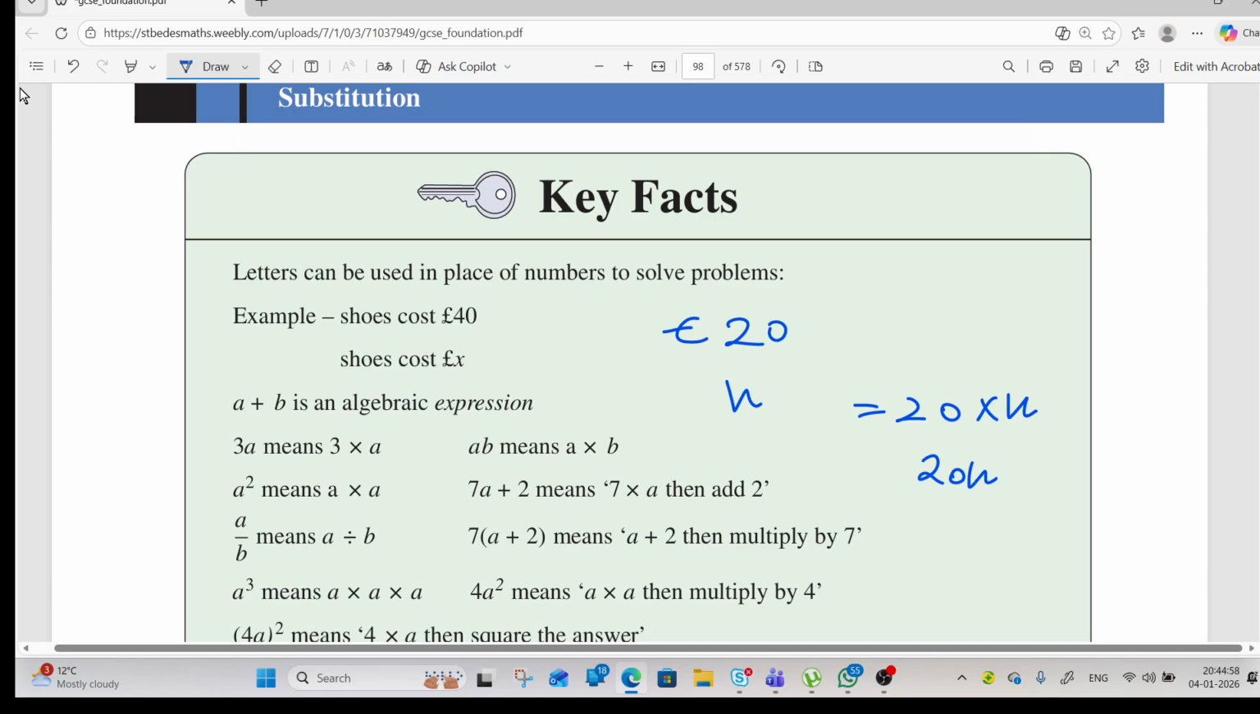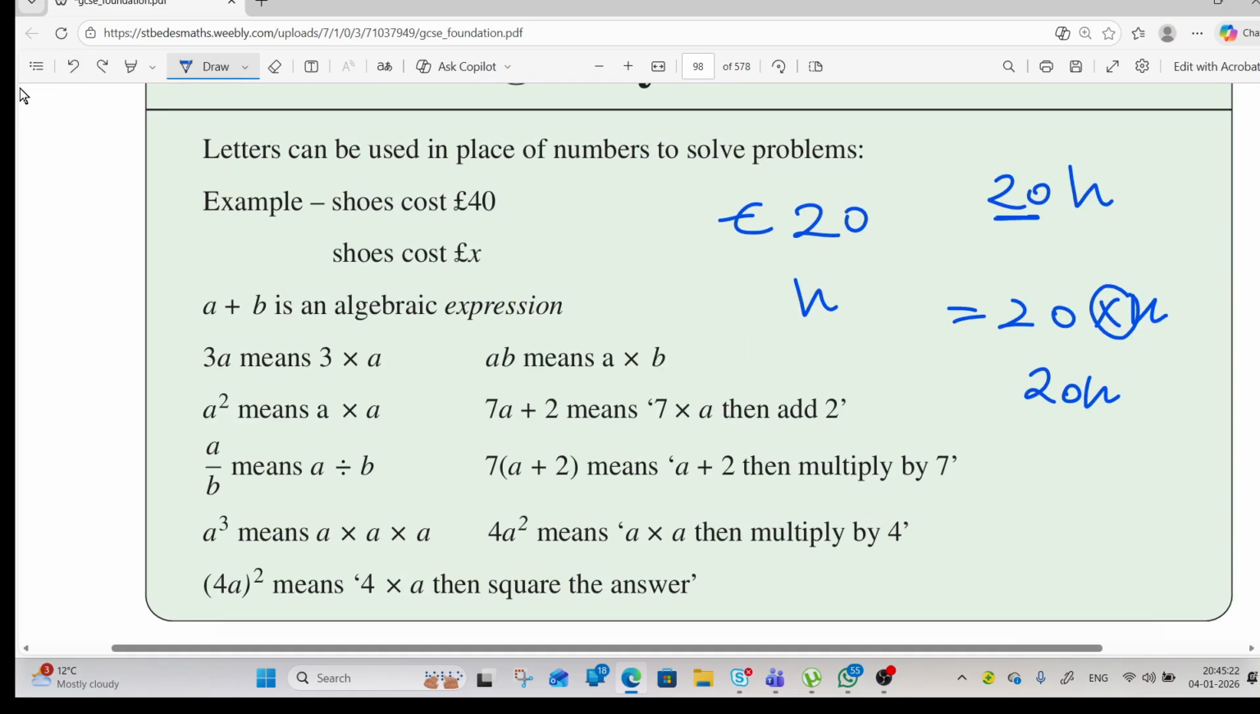So in algebra multiplication, if there is no sign between a constant like 20, all numbers are constants, and h which is a variable, that means they are in multiplication. For example, 3a means 3 times a, ab means a times b. And a square means a times a. For example, if I write 3 square, I know 3 square means 3 times 3, right? Squaring means multiplying a number with itself. Similarly, a over b means a divided by b.